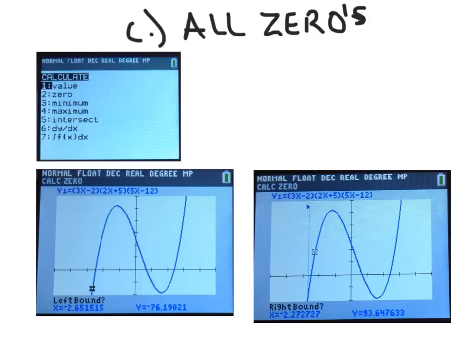So I'm going to go back to that famous menu, second trace, take me to the calculate menu, but this time I'm going after option number 2, zero. Once I hit number 2, the first thing that's going to pop up on your screen is this question mark down here in the lower left hand corner, and it wants a left bound. And here's what's going to happen.